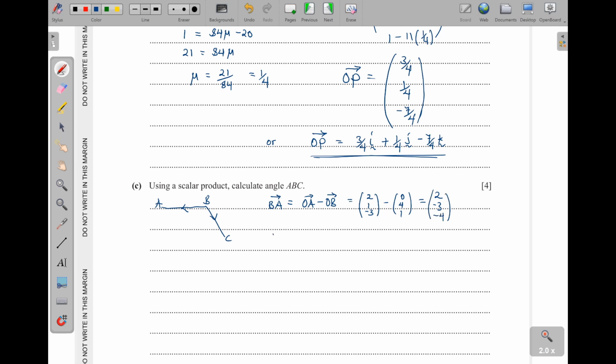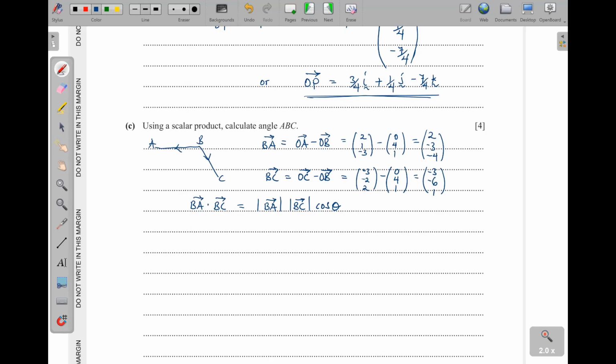Okay. Then what is our BC? So BC is going to be OC minus OB. So what is our OC? It is negative 3, negative 2, and 2. Then our OB is 0, 4, 1. So when we subtract, we get negative 3, negative 6, and then 1. Then using the scalar product, that means we are going to have BA dot it with BC, which is equal to the modulus of BA, then the modulus of BC, and then cosine of the angle in between them, that is ABC.